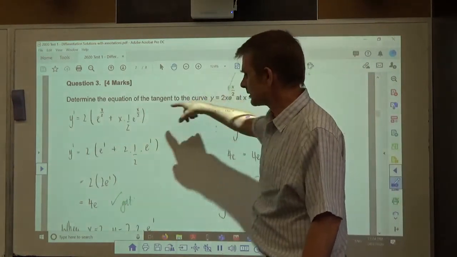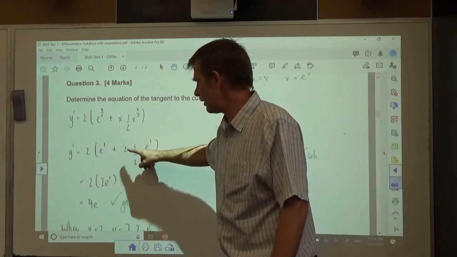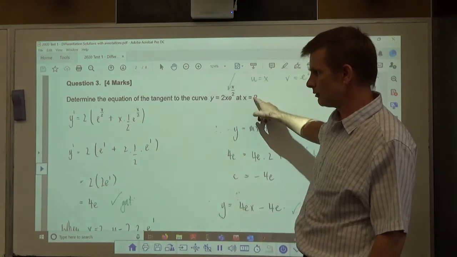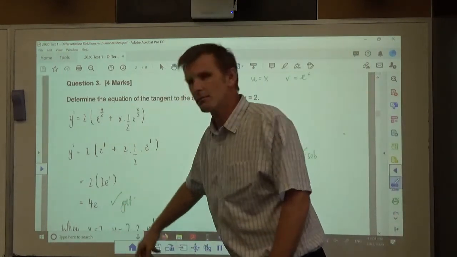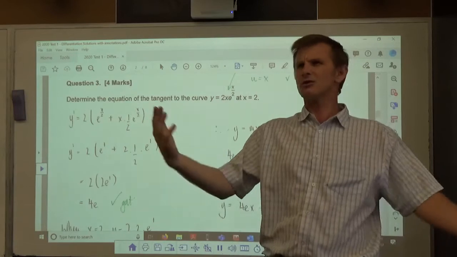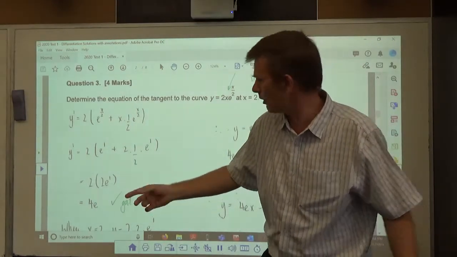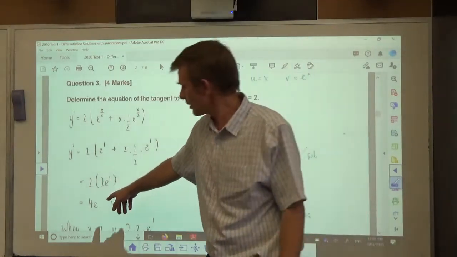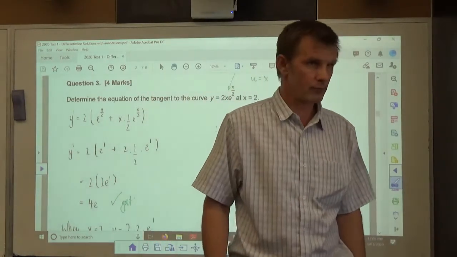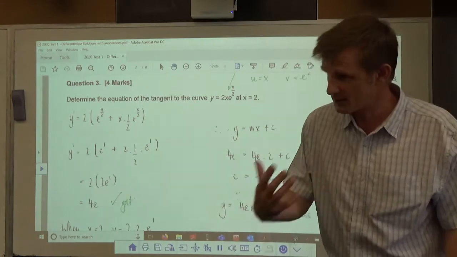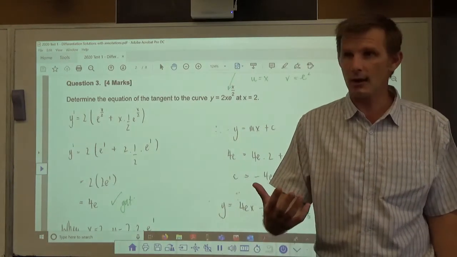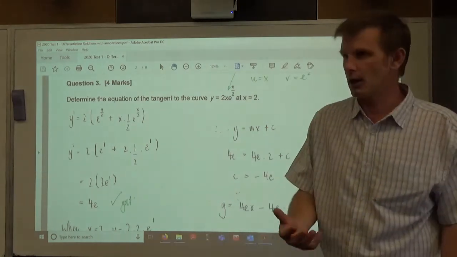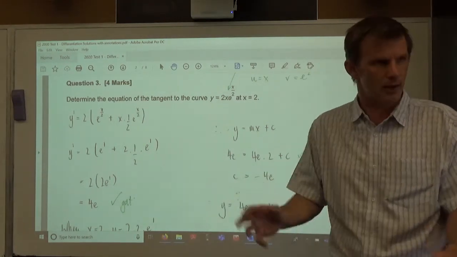So I get this, and I do the derivative of it. Here's the derivative. I substitute in x equals 2, and I get the gradient being 4e. Now what does a gradient of 4e look like? Well, e's 2.7. Let's round it to 3 for now. 3 times 4 is 12. So the gradient is quite steep, positive gradient of 12, or close to. So that's what it actually looks like, but who cares what it looks like? We don't care, it's 4e.